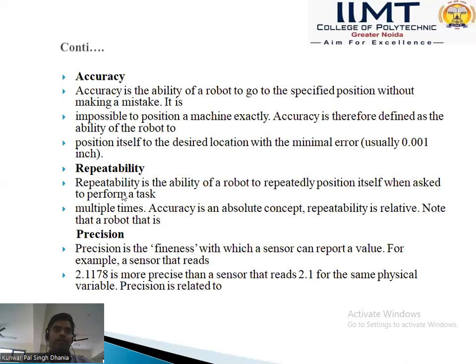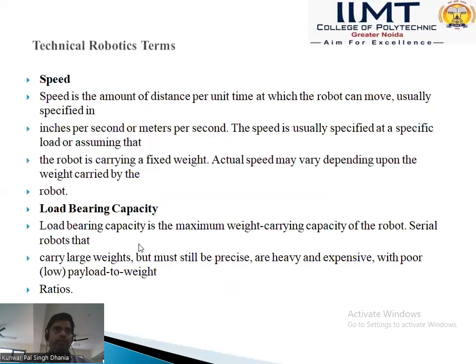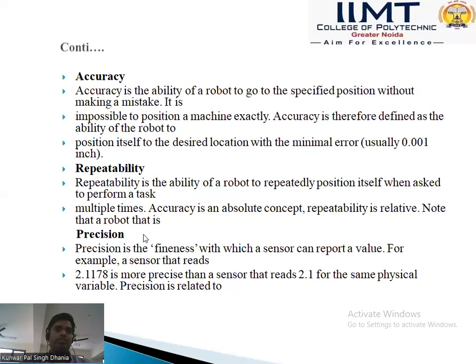Repeatability. Repeatability is the ability of a robot to repeat its position when asked to perform a task. It means it can repeat the work timely and accordingly. Precision. Precision is the fineness with which a sensor can report a value. So these are the qualities of robotics that make it useful to do any work: accuracy, repeatability, speed, load bearing capacity.